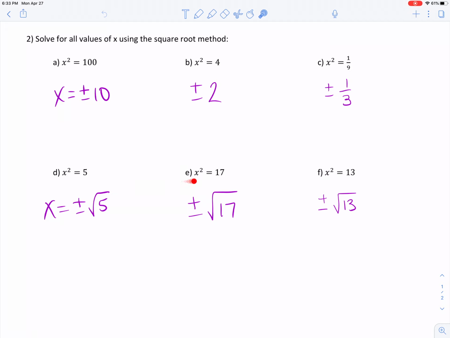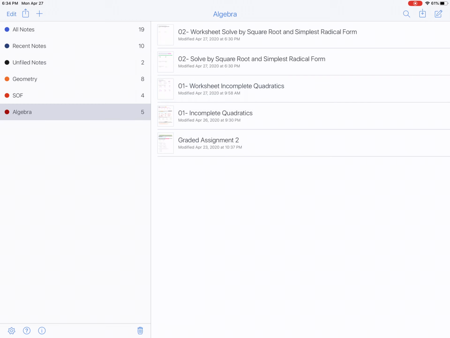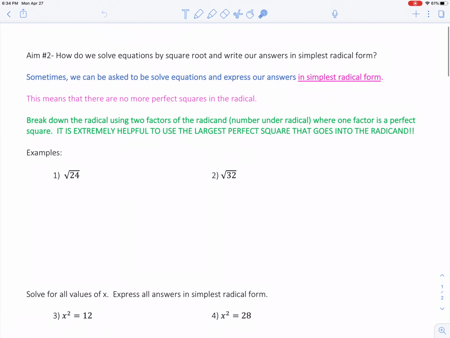The second row of problems, x squared was equal to a number that was not a perfect square. So when you took the square root, it had to stay under the square root symbol. These are your irrational numbers, like positive negative square root of 5, positive negative square root of 17, and positive negative square root of 13. So I made corrections on some of your worksheets if you didn't express it correctly. Now today there's going to be an extra step. So I'm going to go into today's lesson.